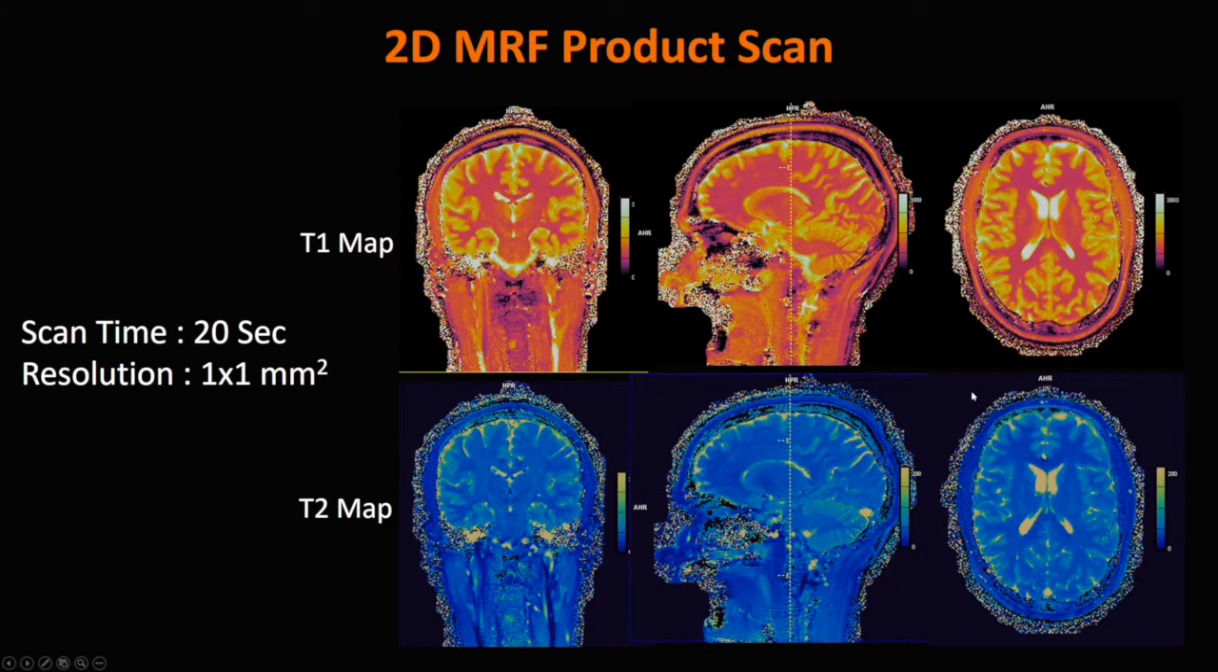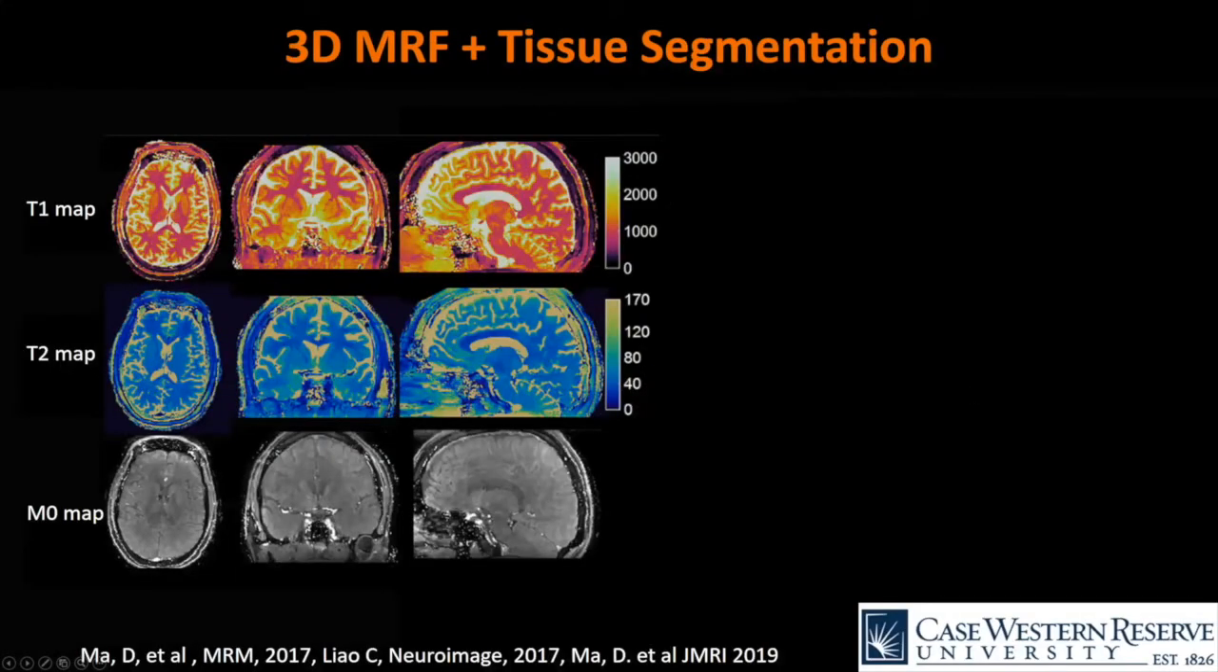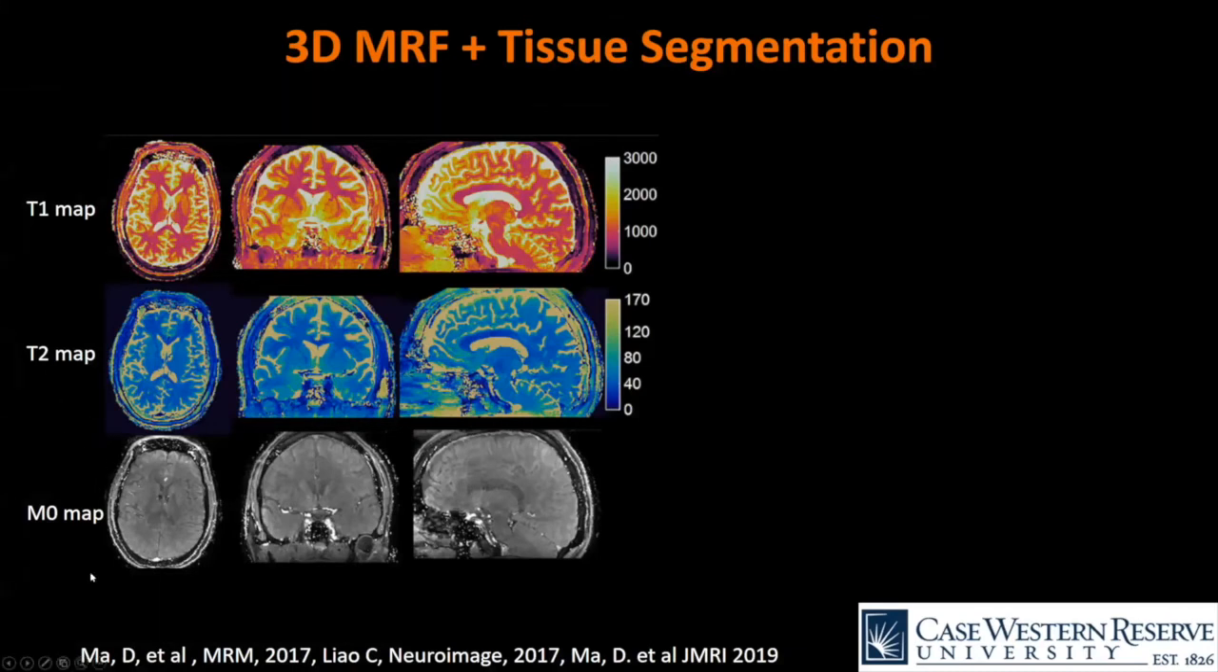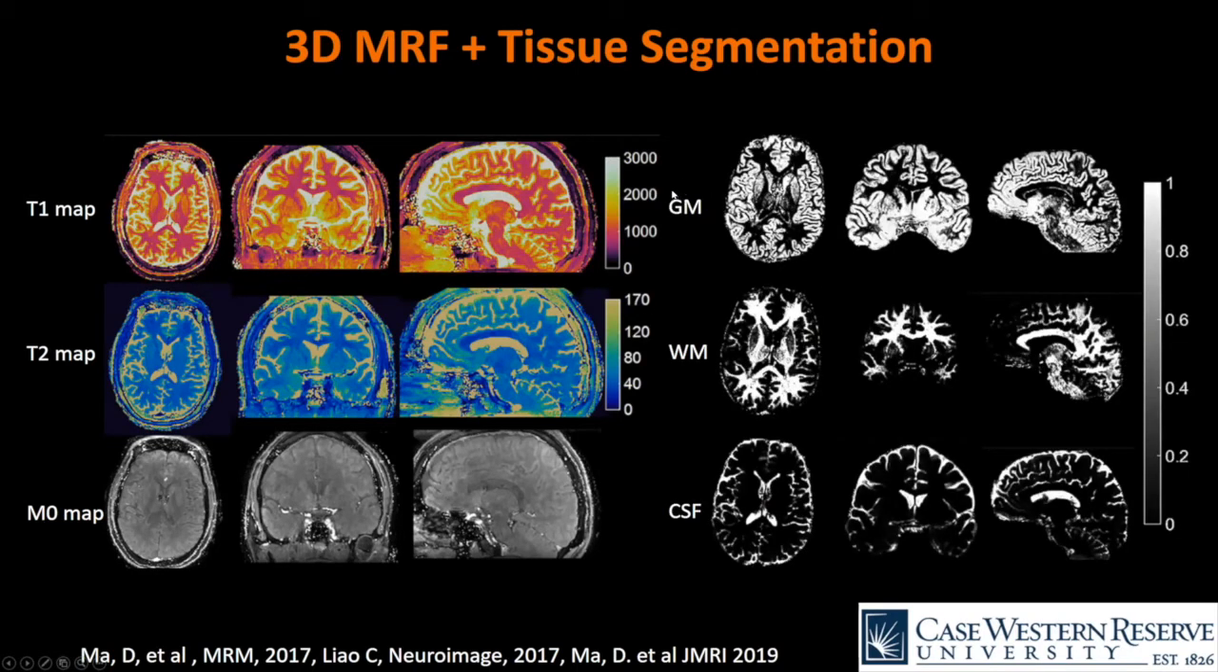Following that, we also developed a 3D MRF protocol, which is able to quantify T1, T2, and proton density maps simultaneously from a single scan. These are all the maps from different views. From the same data sets, gray matter, white matter, and CSF segmentation can be performed. Because all these maps are from the same scan, there's no registration issue at all. All the images are inherently co-registered.